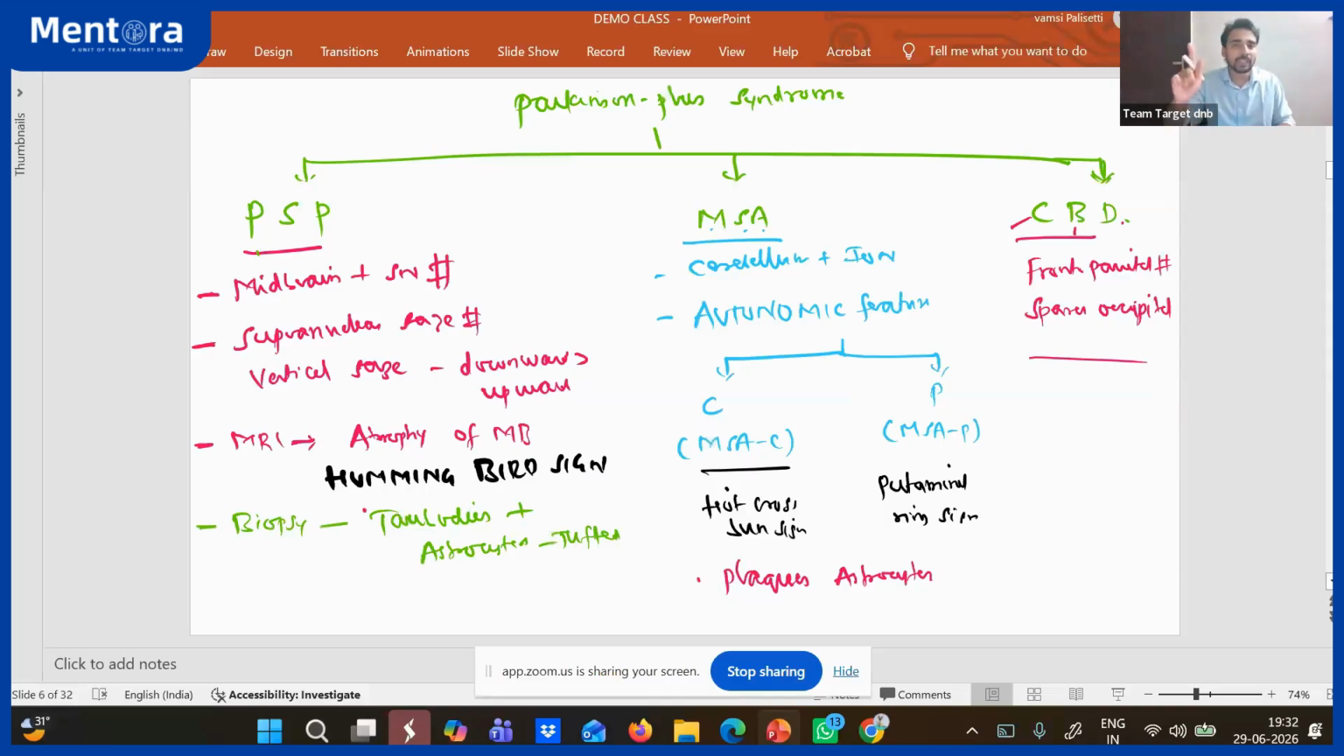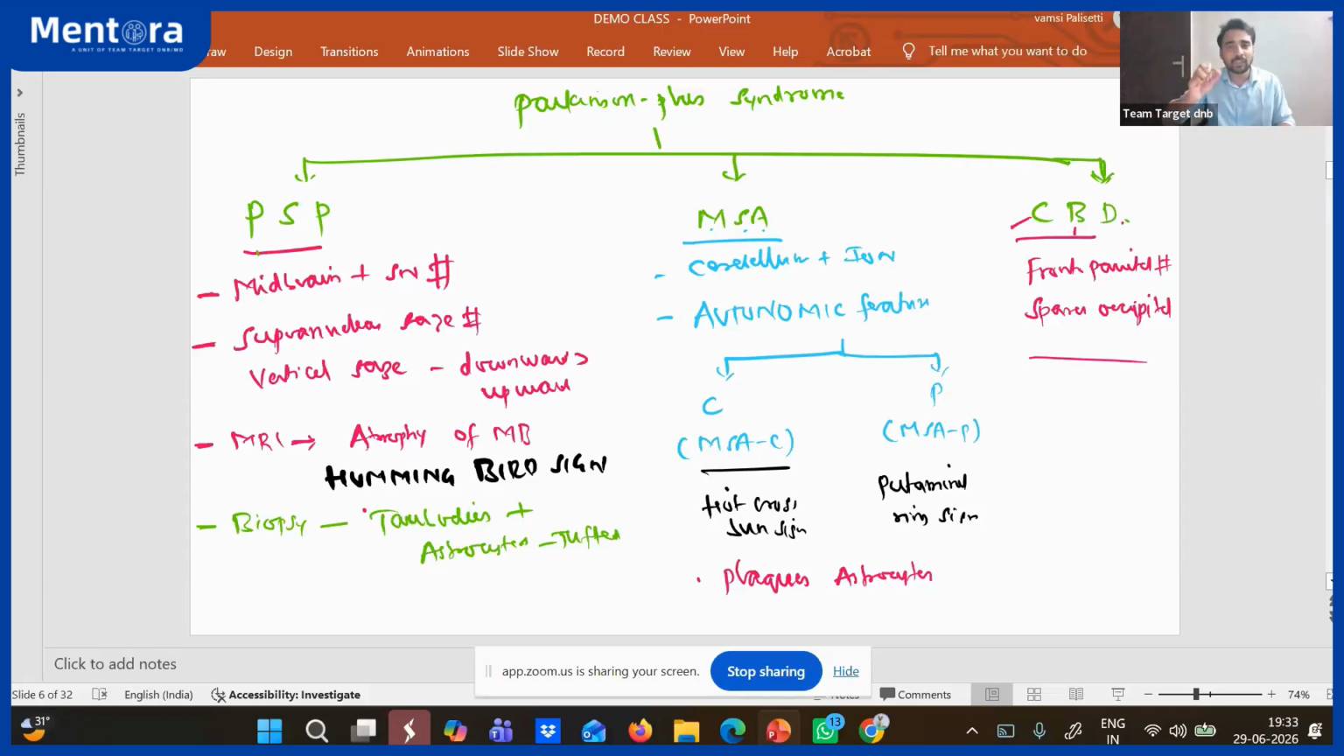Right? Patient has Parkinson features along with supranuclear gaze palsy, that is progressive supranuclear palsy. When you see the MRI brain, midbrain is degenerated, you will have hummingbird sign, very important. When you see the biopsy, you will have astrocytes arranged in tufts. But when you see multiple system atrophy, in this the cerebellum is also involved, they have ataxia or Parkinson. If it's ataxia, MSA-C. If it's Parkinson, they have MSA-P.